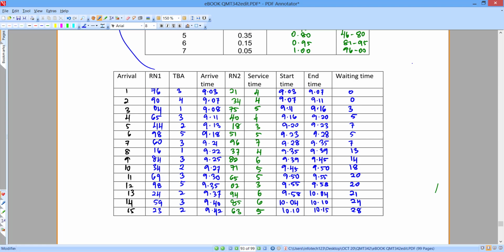So how long does he or she photocopy? 5 minutes. So 9:11 to 9:16. But waiting time equals 3, because 9:11 minus 9:08. Although he or she has arrived, he or she cannot start photocopying; he or she has to queue and wait until the second student finishes. And so on. I hope you understand how the process works. You need to go one by one up to 15 arrivals.